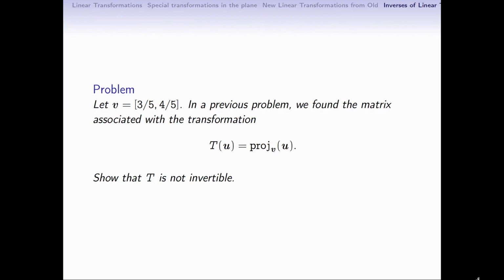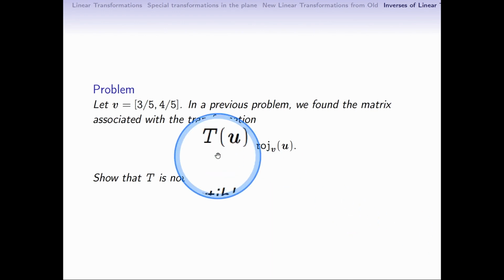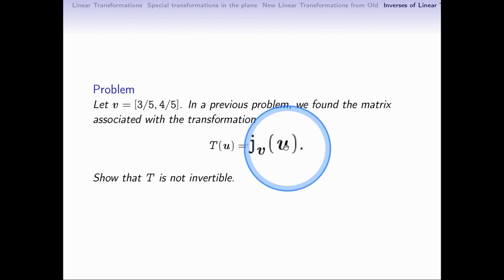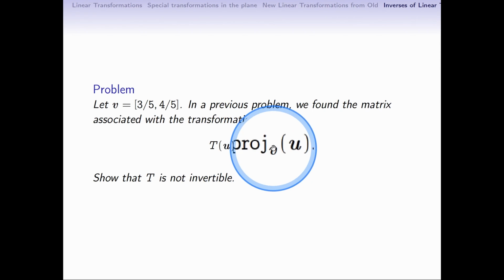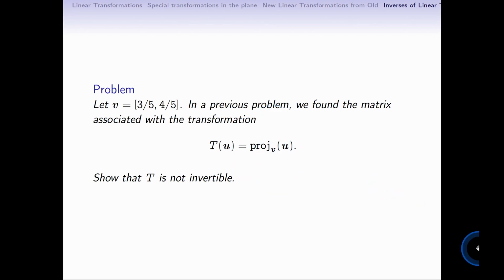Let v be the vector with components 3/5 and 4/5. In a previous problem, we found the matrix associated with the transformation T of u is the projection of the vector u onto the vector v. Now, in this problem, we want to show that T is not invertible, and we'll look at this from both the algebraic and the geometric perspectives. So join me at the document camera for an analysis of this problem.